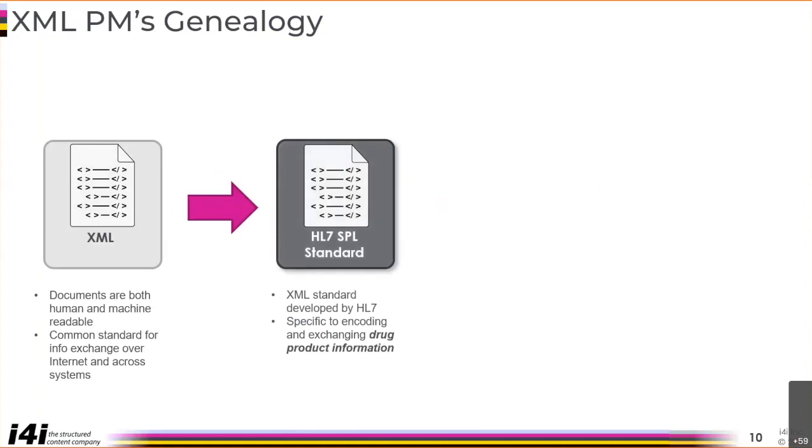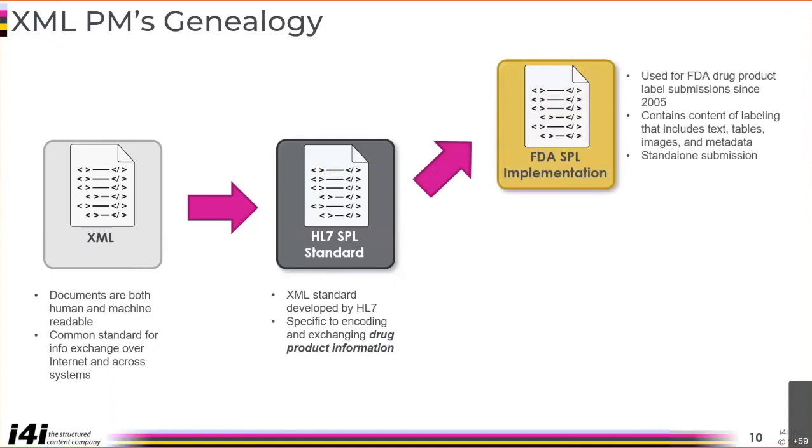HL7 developed their own set of tags, which are held in a schema in order to facilitate the encoding and exchange of drug product information. And this is the SPL standard. In 2005, the SPL standard was adopted by the FDA for the exchange of product and facility information via SPL documents. It's a standalone submission.